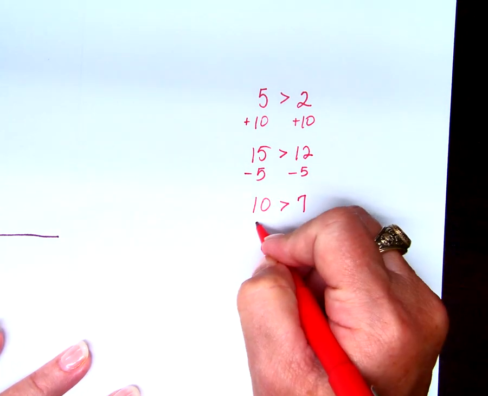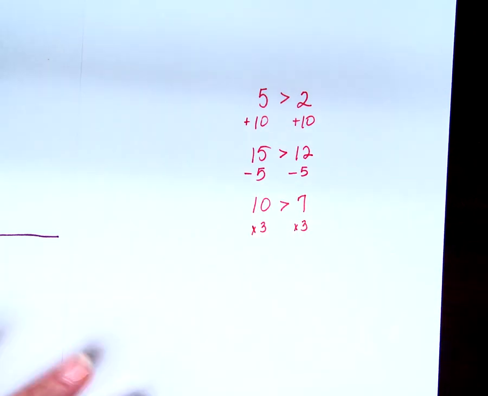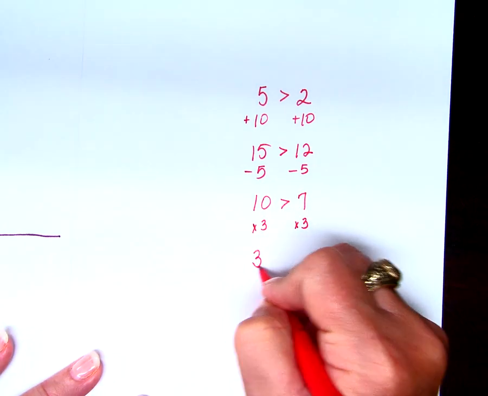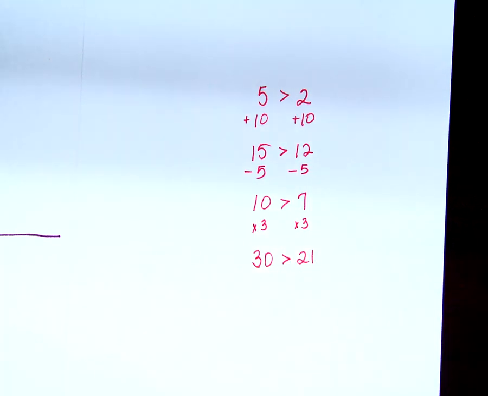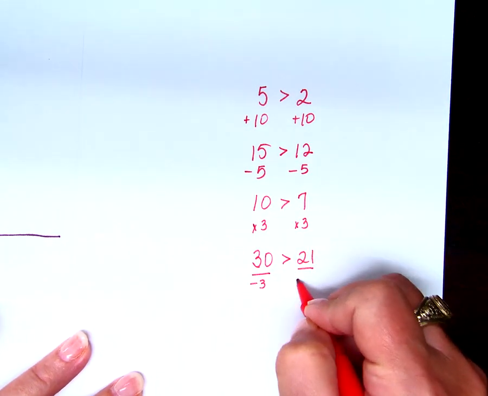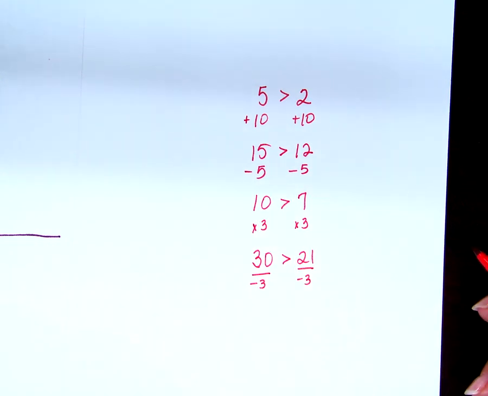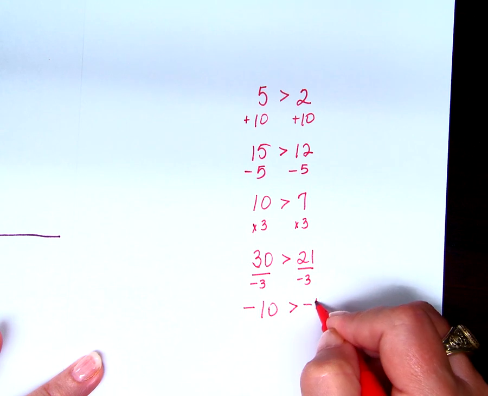Am I allowed to multiply both sides by the same thing? Is that allowed? Is 30 greater than 21? That's still a true statement? So I can multiply both sides by anything I want? We'll say yeah for now. We'll talk about that in a minute, but we'll say yeah for now. Okay? But what if I divide both sides by a negative number? Is negative 10 greater than negative 7?